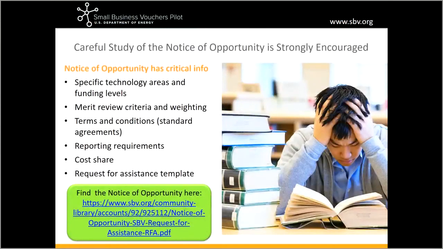Okay, some thoughts on submitting your request for assistance. The best advice I can give you is carefully read the notice of opportunity. The rules of the road, the requirements and the guidance in that are strictly adhered to, and the easiest way to disqualify is to not follow all of the recommendations and requirements in the notice of opportunity. In particular, look at the specific technology areas and the funding levels, look at the merit review criteria and the weighting, look at the terms and the conditions of the standard agreements.